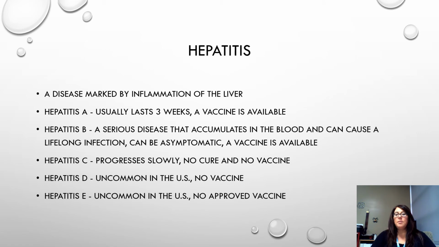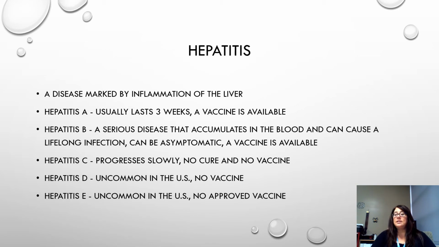Hepatitis is a disease marked by inflammation of the liver. Hepatitis A usually lasts 3 weeks. A vaccine is available. Hepatitis B is a serious disease that accumulates in the blood and can cause a lifelong infection. It can be asymptomatic.